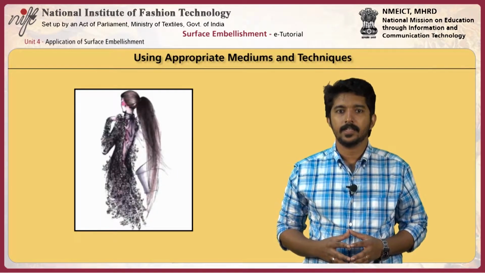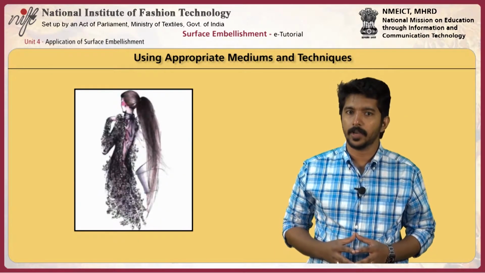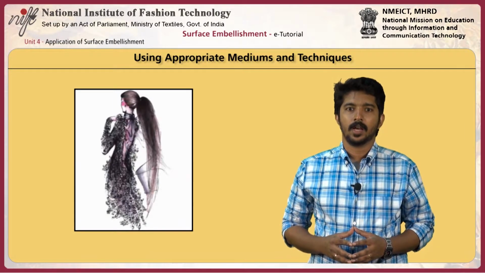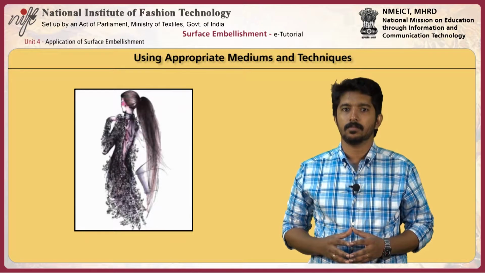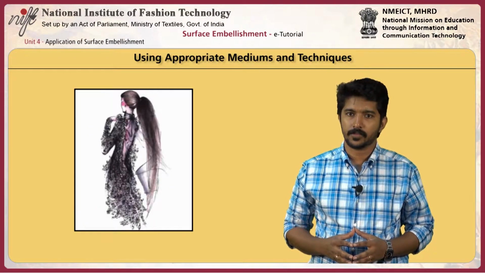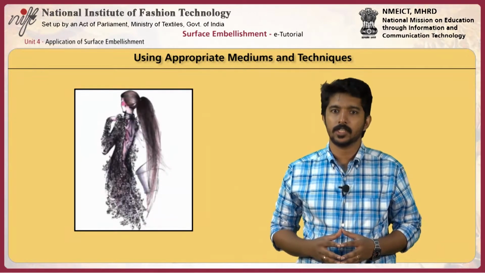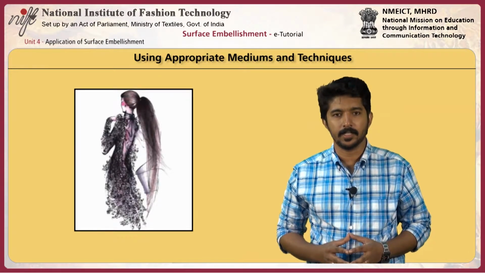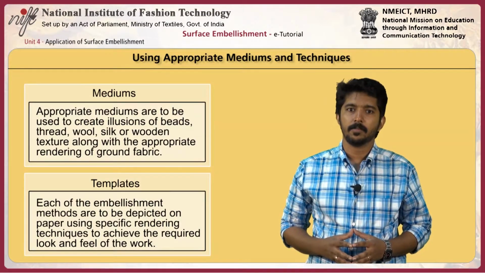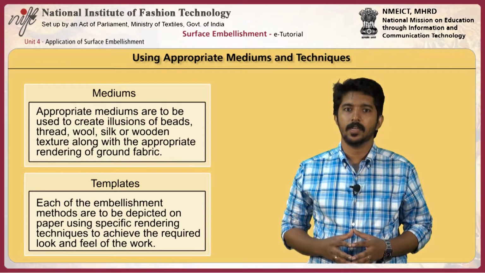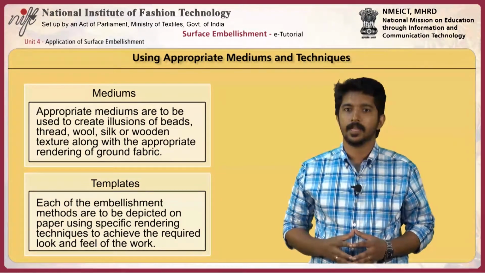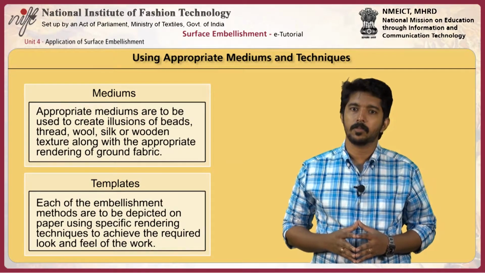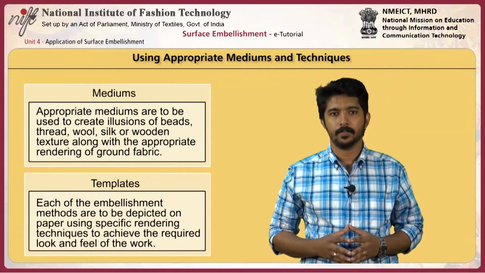As well as creating the illusion of textures in drawing, artists often use the inherent qualities of medium combined with various forms of mark making such as rough shading, smooth blending, hatching or scumbling to create interest within the image. Appropriate mediums are to be used to create illusions of beads, threads, wool, silk or wooden texture along with the appropriate rendering of ground fabric.